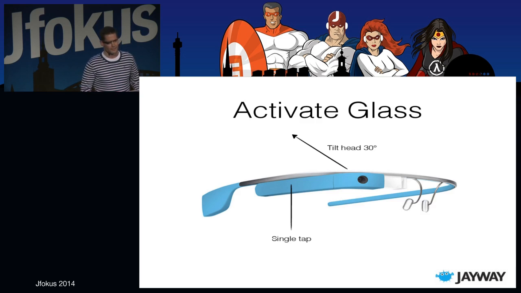Google Glass is almost all the time in sleep mode. To activate them, you can do a single tap on the touch-sensitive part, the touch panel, or you can tilt your head 30 degrees. That is also why I'm not looking at you up there, because the glasses will be activated every time I look up. And it's a bit annoying.